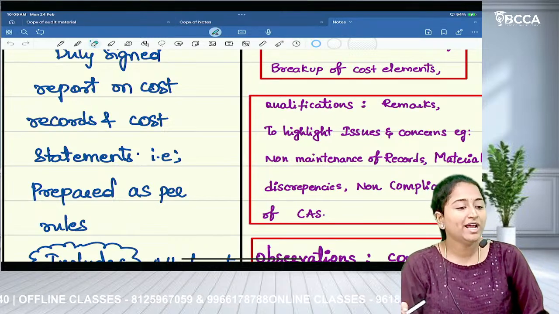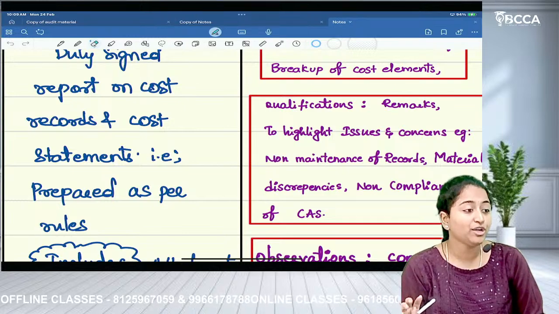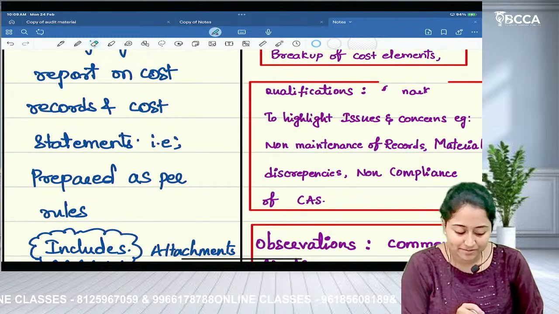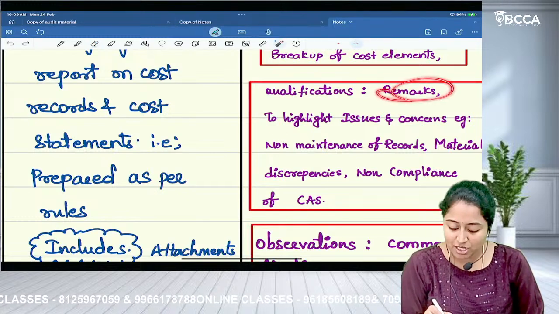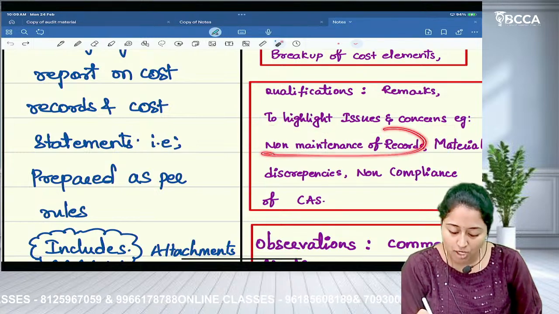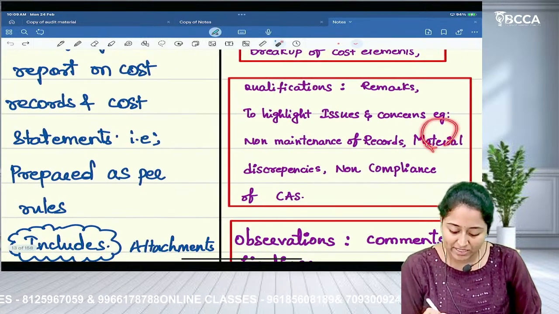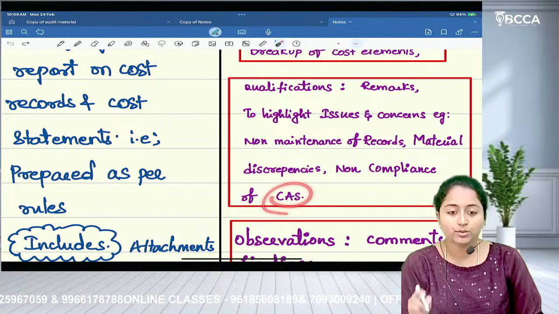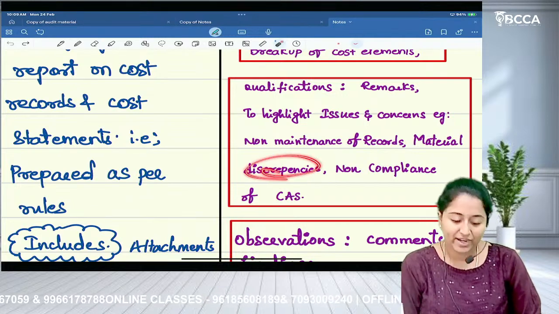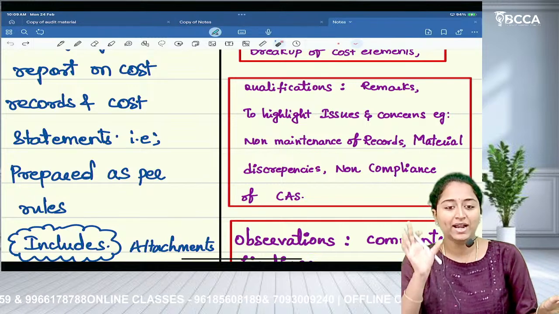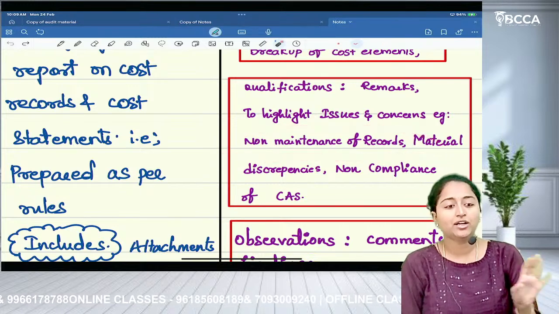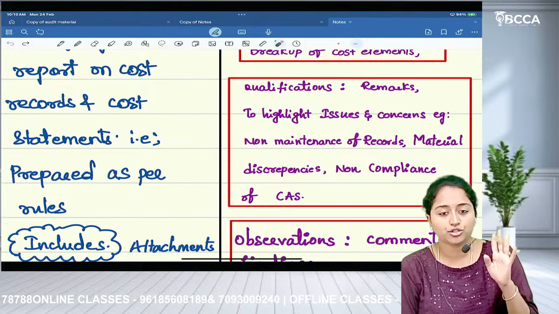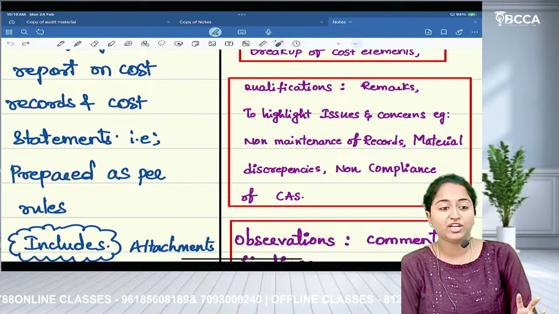Now, what will he do? He'll give that as a remark in his cost audit report if he is not satisfied with the information given by the management. Any remarks to highlight issues and concerns, for example, non-maintenance of records, material discrepancies, non-compliance of cost accounting standards. If they have not complied with any cost accounting standard, if they find differences between the record and the actual statement, or if records are not properly maintained, then the cost auditor can give it as a remark in his cost audit report. Those will be called qualifications.